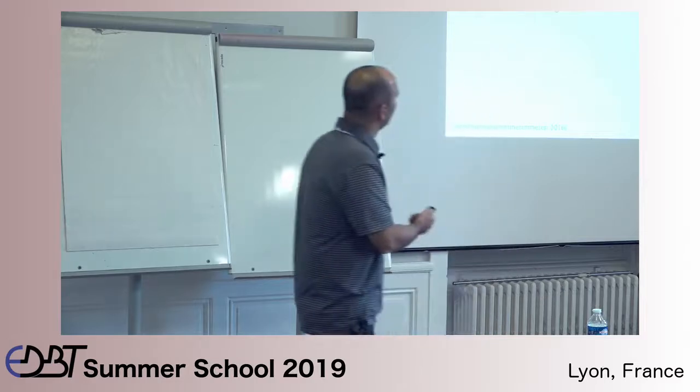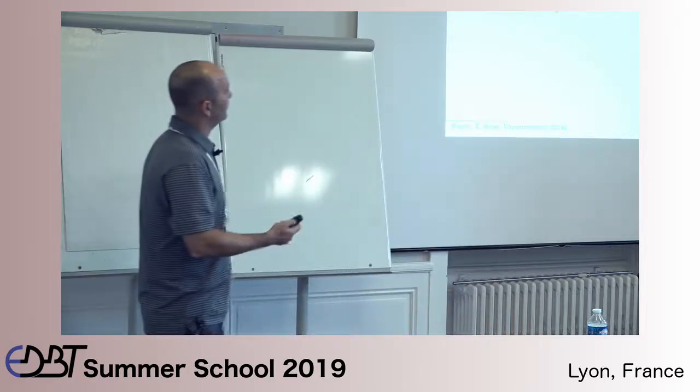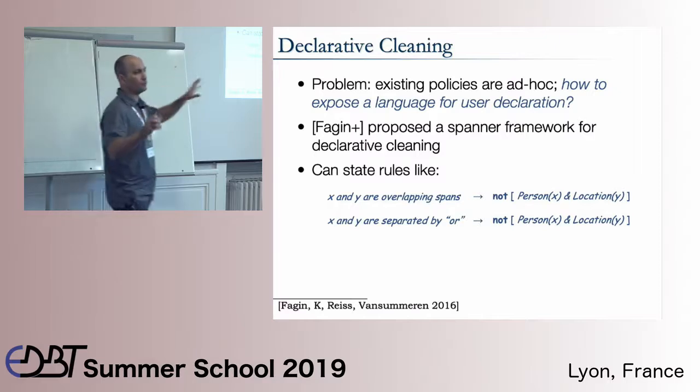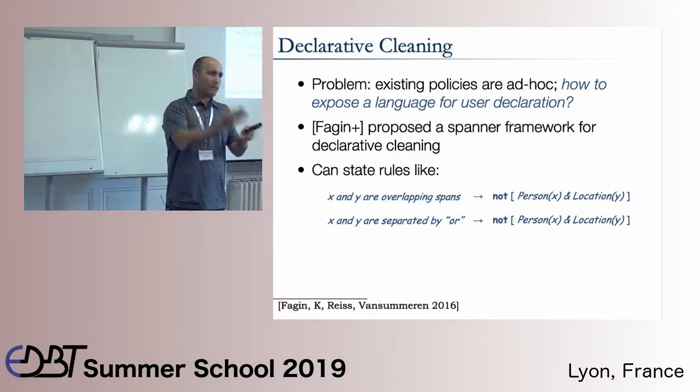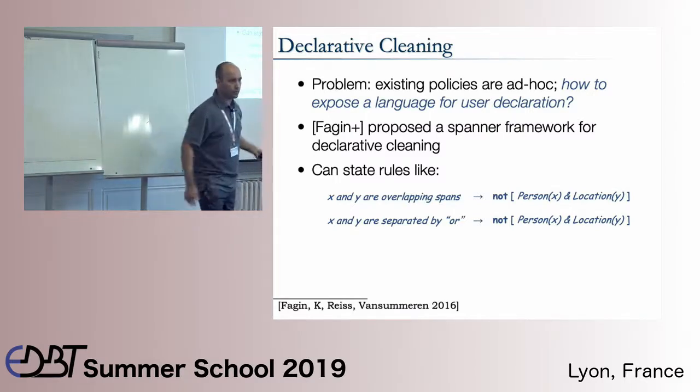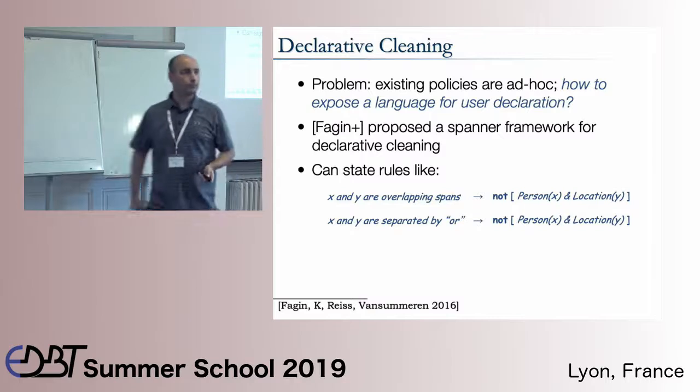So we propose this framework based on the spanners where you can state things like, well, you have two kinds of statements. Which tuples are in conflict? Like if x and y are overlapping spans, then it cannot be the case that x is a person and say y is a location. All right?